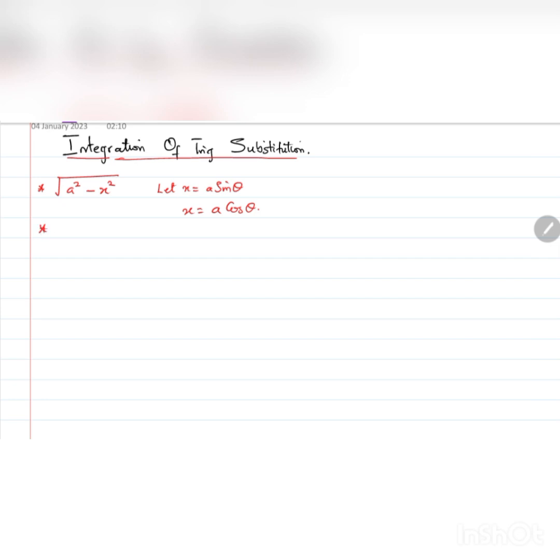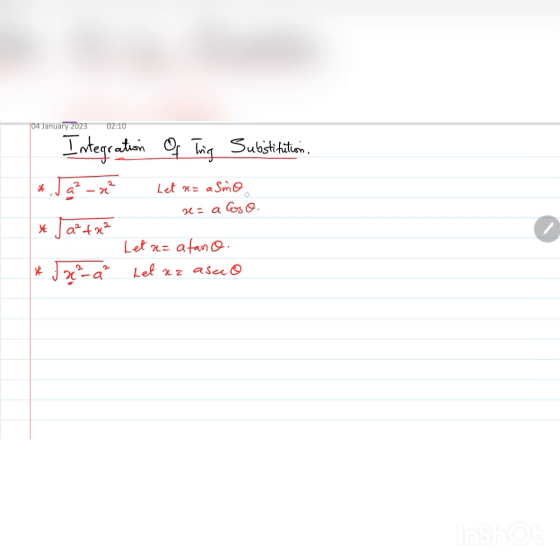And also when you have the question in the form of the square root of a square plus x square, since it is plus in this case, you let x be a tan theta. And when you have the square root of x square minus a square, look at it, there's a difference. The constant comes first in the earlier cases, and here the function x comes before the constant a. So in this case, you let x equal a sec theta.